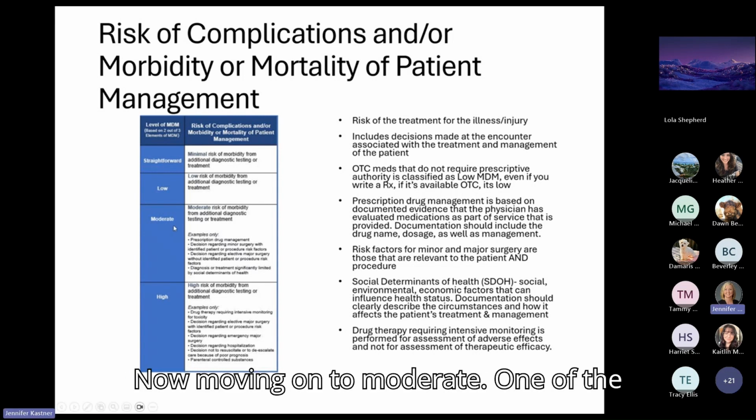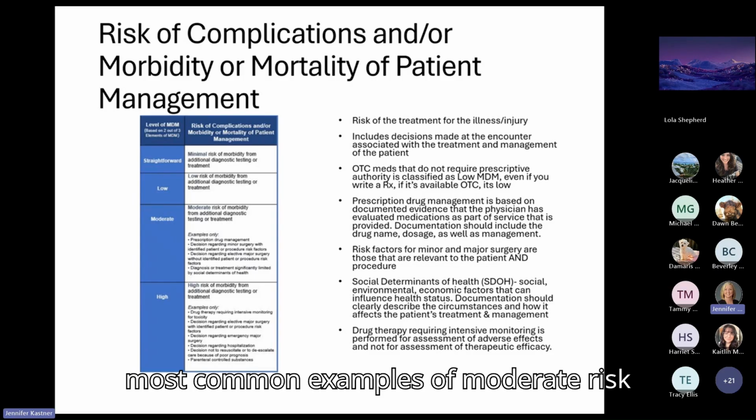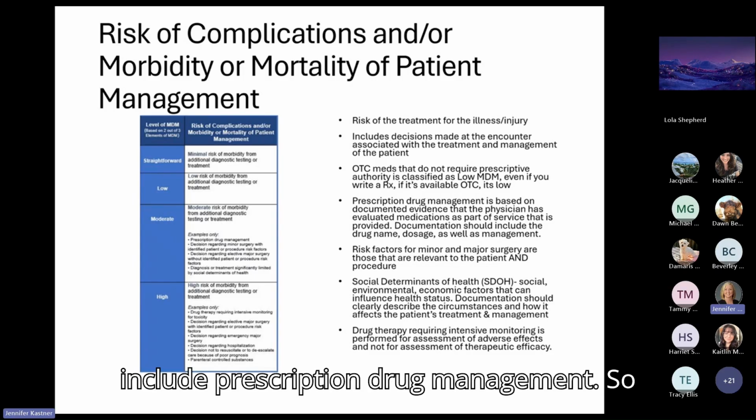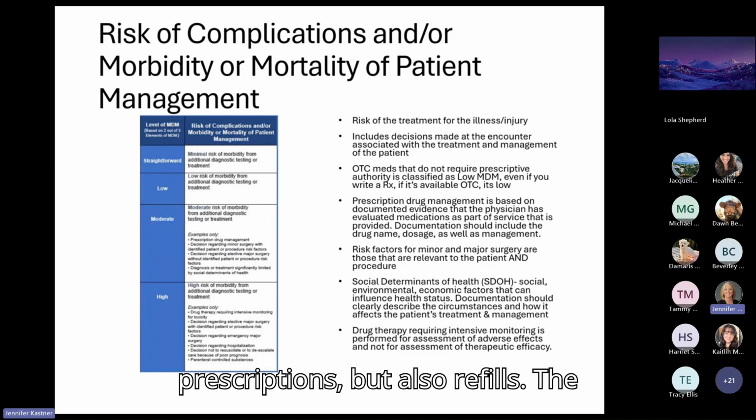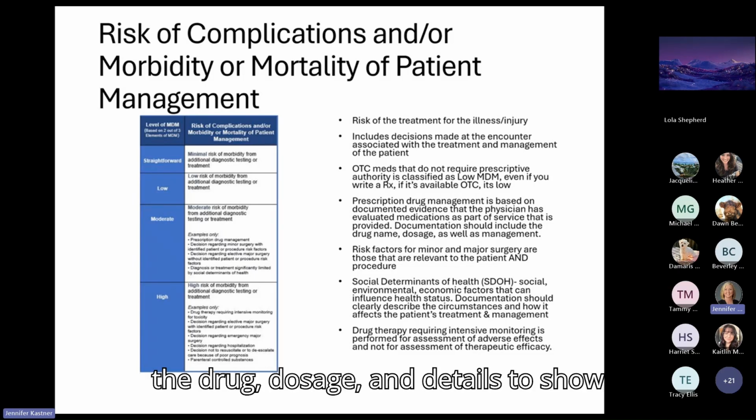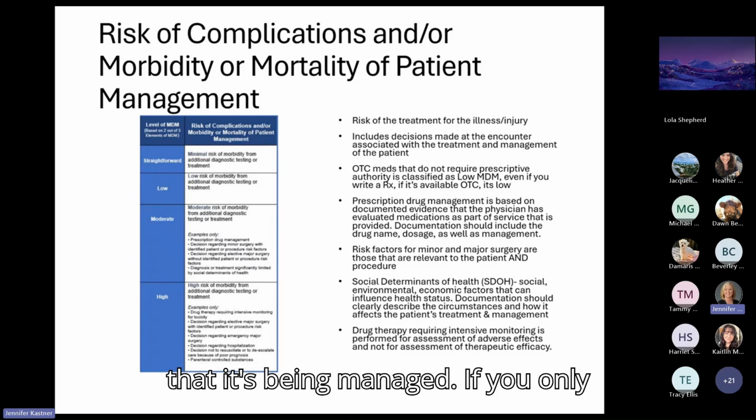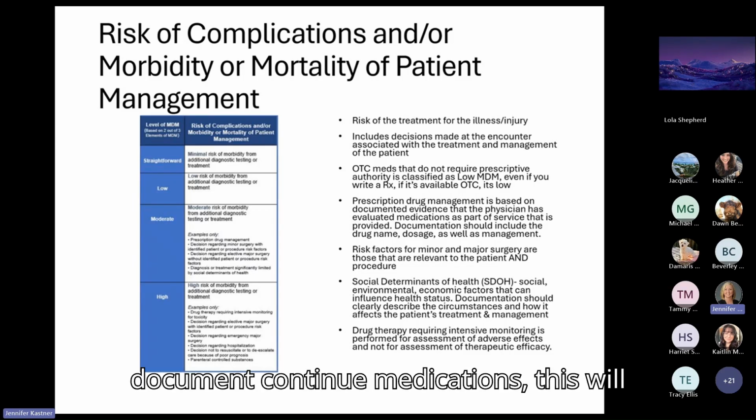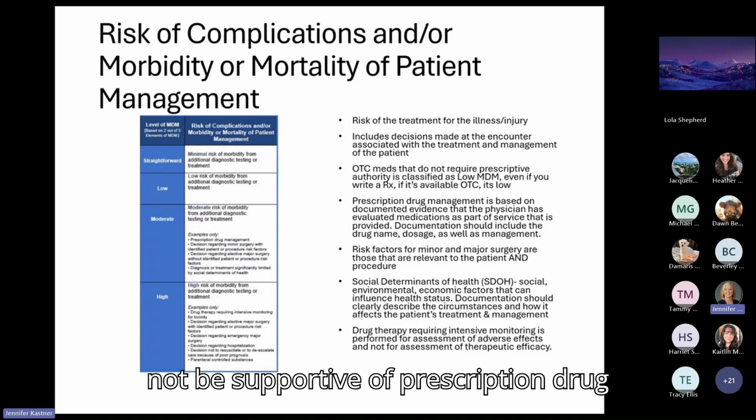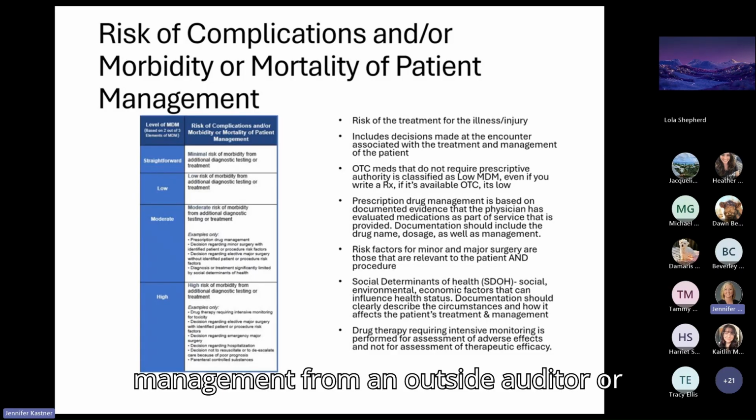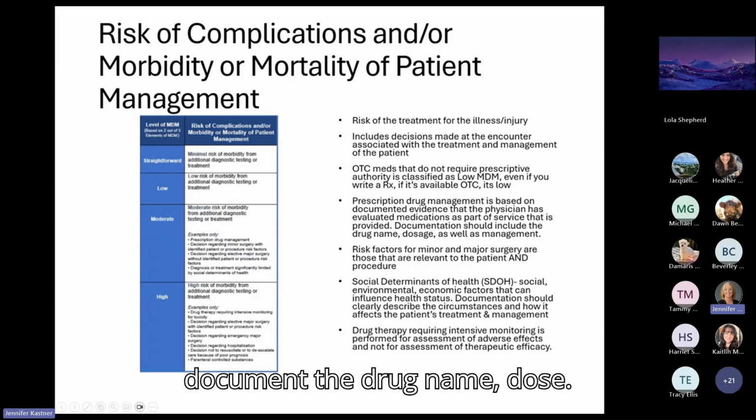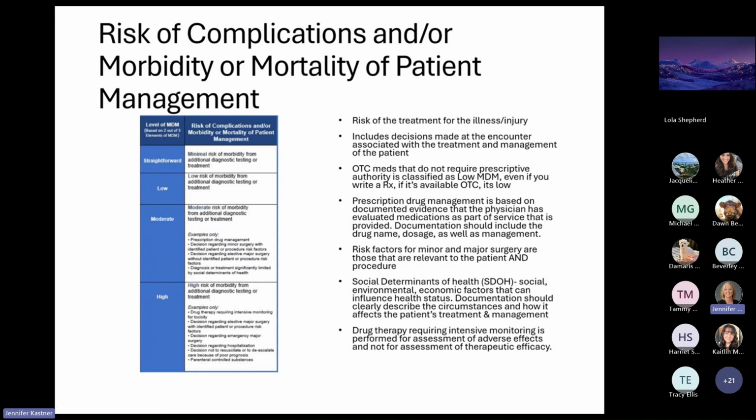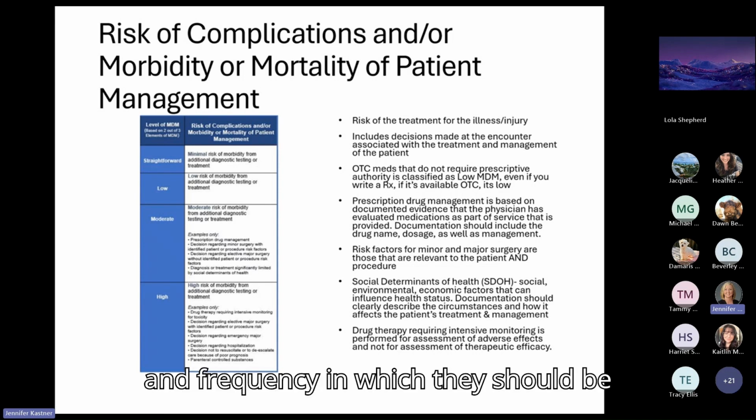Now moving on to moderate, one of the most common examples of moderate risk includes prescription drug management. So again, this is for non-over-the-counter medications and consists of not only new prescriptions, but also refills. The documentation should include the name of the drug, dosage, and details to show that it's being managed. If you only document continued medications, this will not be supportive of prescription drug management from an outside auditor or payer. So in summary, document the drug name, dose, and frequency in which they should be taking it.